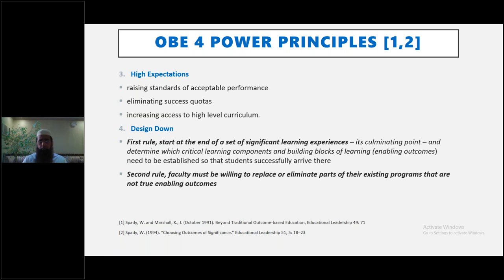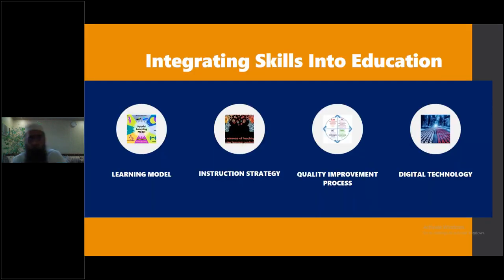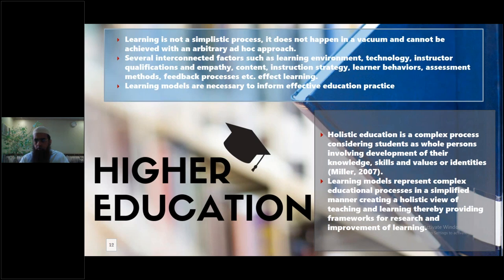Now, outcomes have to be structured. They have to be culminating outcomes, enabling outcomes, and discrete outcomes. So at least three levels of hierarchy in the structure of outcomes. Now, when we look into implementation of outcome-based educational models, there are four essential aspects to implementing them into education. One is learning model, other is instruction strategy, then the quality improvement process, and digital technology. I'm not going to go into details of some of these, but I will cover maybe learning model and some details of the language of outcomes today in this session, and touch on rubrics and touch on some aspects of technology.